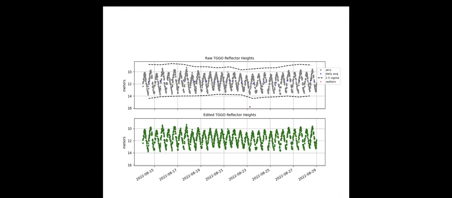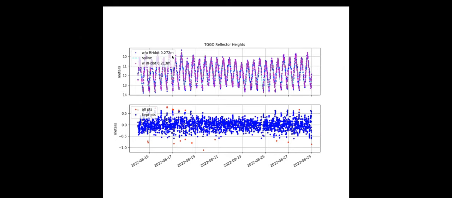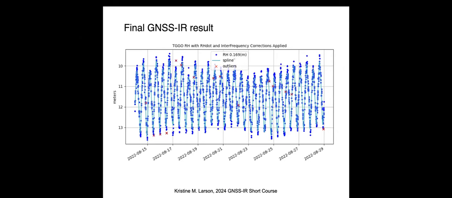It has much larger RMS with respect to the spline, 27 centimeters. When you take into account RH dot, you're down to 21, but it looks like I'm overshooting. It doesn't look random. It looks like I'm having a hard time with those peaks. When I go ahead and remove the inter-frequency corrections, I still have some misfit, but it's down to about 17 centimeters. So much worse than we showed for the other site.